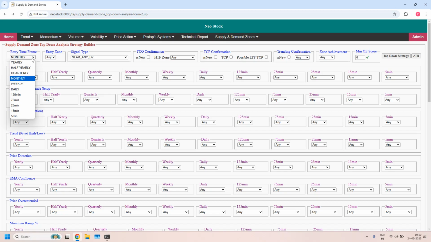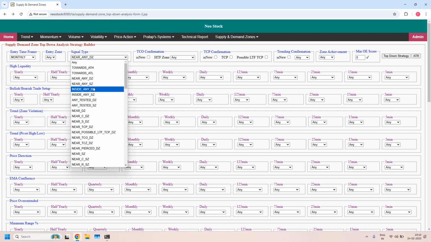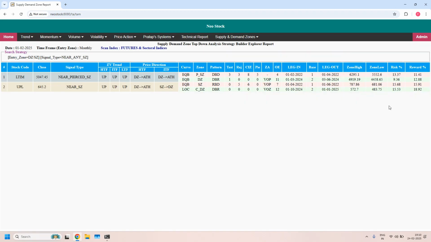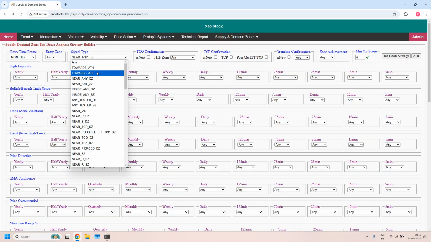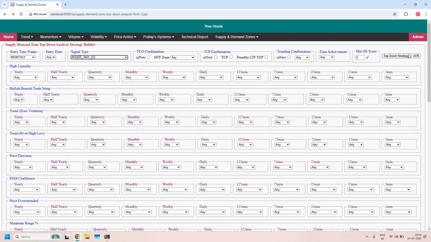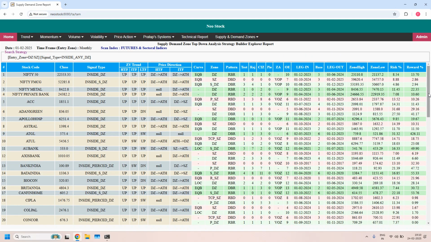Next, monthly time frame, stocks near monthly supply zone. We got 2 stocks. Next, monthly time frame, price closed inside the monthly demand zone. We got 62 stocks. So first 20 stocks in the list. I am scrolling the list down.